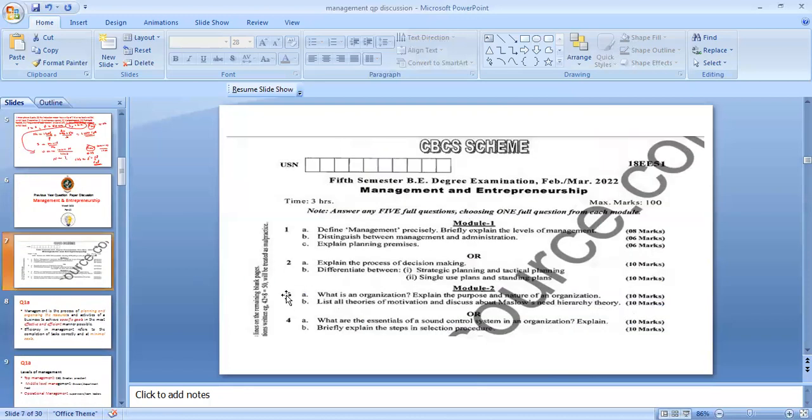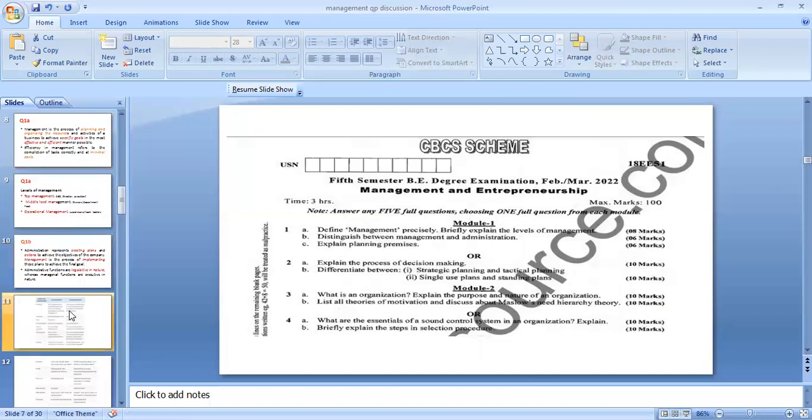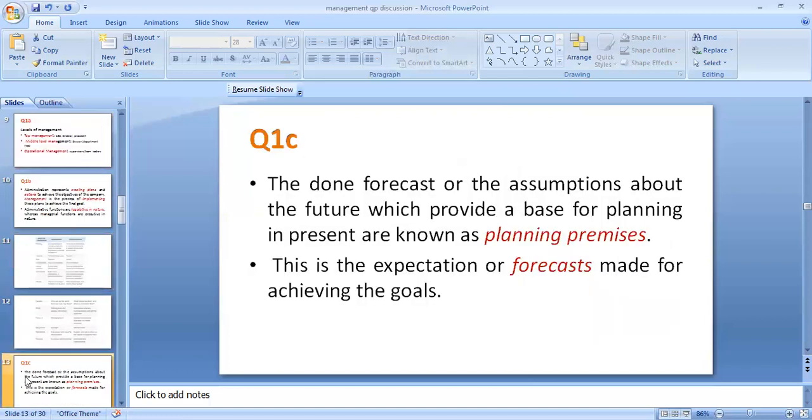Similarly, question number 1C: explain the planning premises. What do you mean by planning premises? The forecasts or assumptions about the future which provide the base of planning in the present are known as planning premises. It's just like forecasting. The expectation or forecast made for achieving the goal is generally called planning premises.